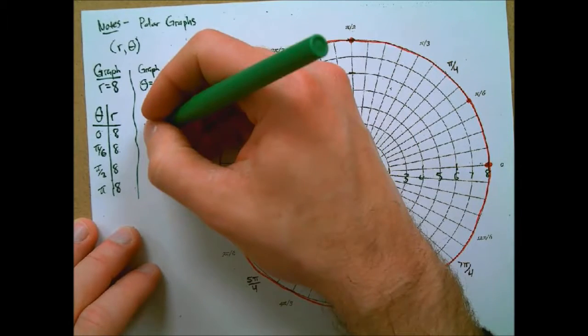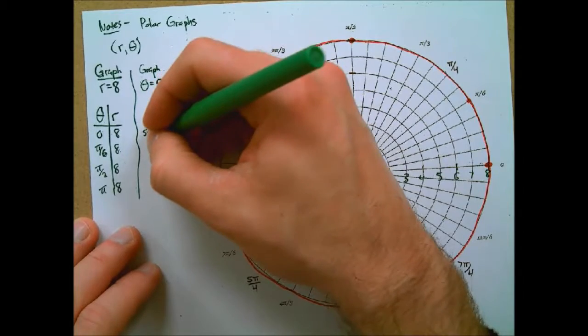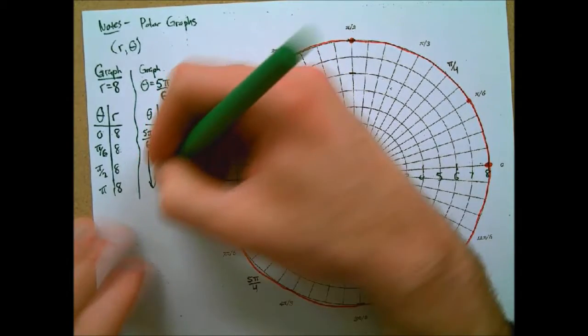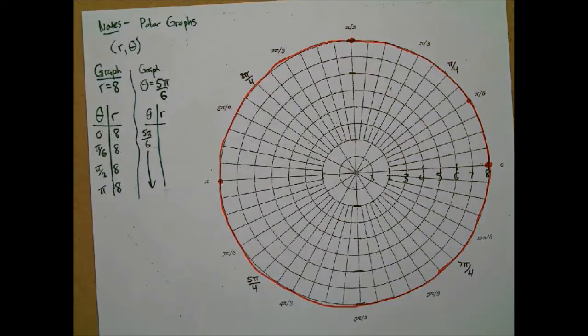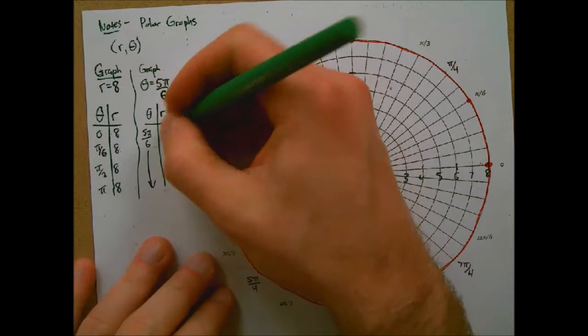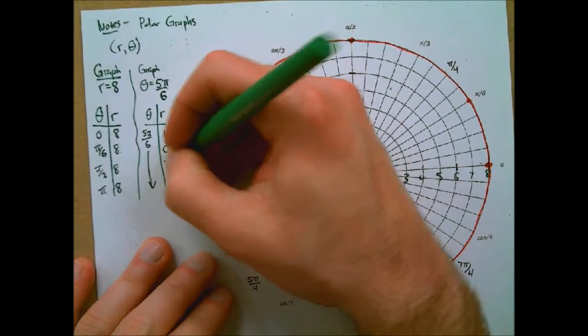That whole column will always be 5 pi over 6. And then what kind of r values are we going to have? Well, any r value. So that includes both positive r values and negative r values. So we can say 1, 0, negative 1, 2, negative 2, whatever you want to say in there.